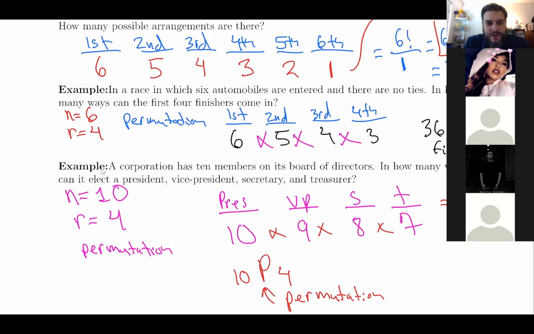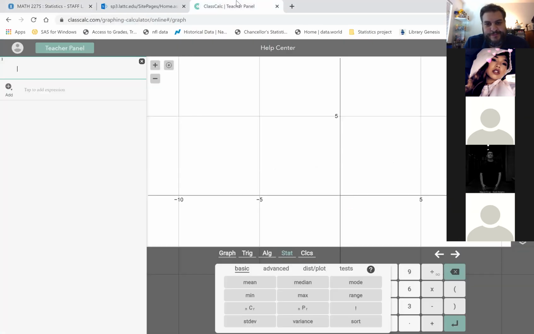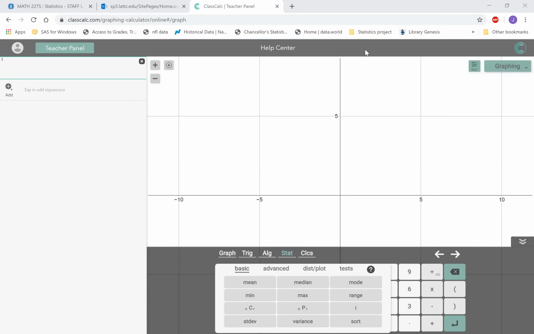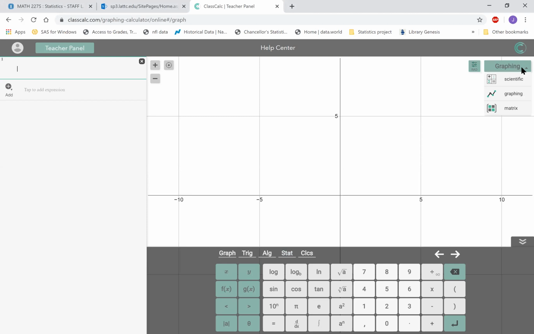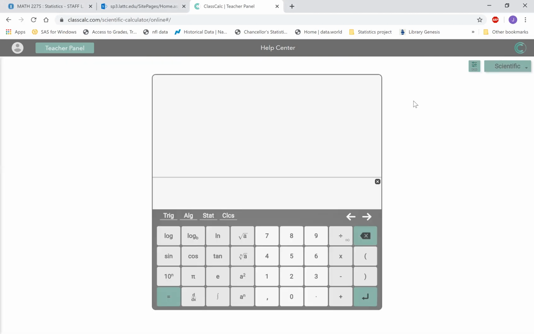We're going to do this with the last problem that we just did. Let me share my screen. Is everybody able to see Class Calc? All right, so the first thing you want to do is make sure you're in graphing mode, because you don't want to be in scientific mode, since that wouldn't work.